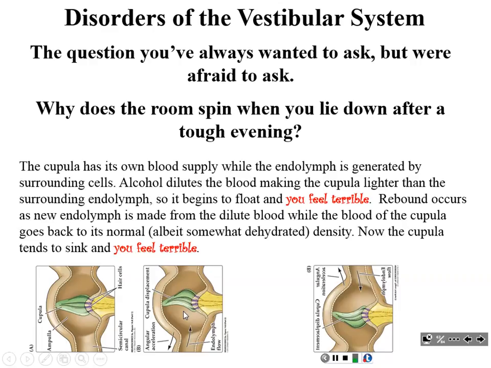What happens after? Well, as the alcohol is blown out through the blood, it changes. But the endolymph that is being produced now has a higher content of alcohol. So now the cupula has a higher density, tends to move towards or to fall, like shown in here, and again you feel terrible. So basically that is why the room spins after somebody has a lot of alcohol.